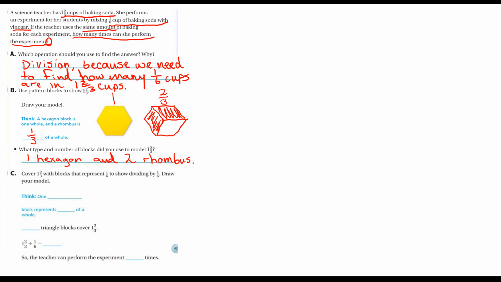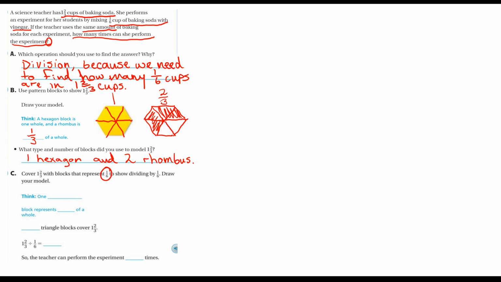Now cover 1 2/3 with blocks that represent 1/6 to show dividing by 1/6. Draw your model. So let's break this other one into thirds. Once I've broken it into thirds, if I want to break it into 1/6 parts, I need to break each one of these thirds in half. Same thing over here. Break each one of these thirds in half. Now I'm showing 1/6.